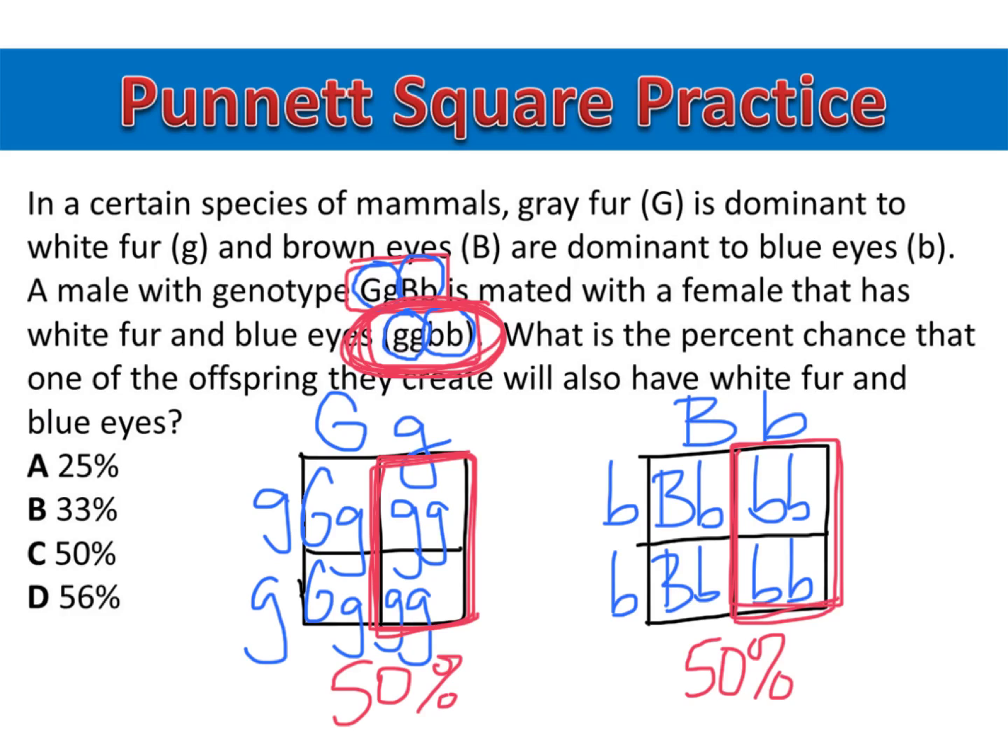But be very careful. Just because it's 50% from both of these Punnett squares does not mean that that's my answer. Remember that we always have to multiply the percentages that we get from each Punnett square in a dihybrid cross to find our final answer. So you'll put 0.50 times 0.50 into your calculator, and you will get 0.25, and when you move the decimal over, you'll see that's 25%. So there is a 25% chance that they will produce offspring that have white fur and blue eyes.